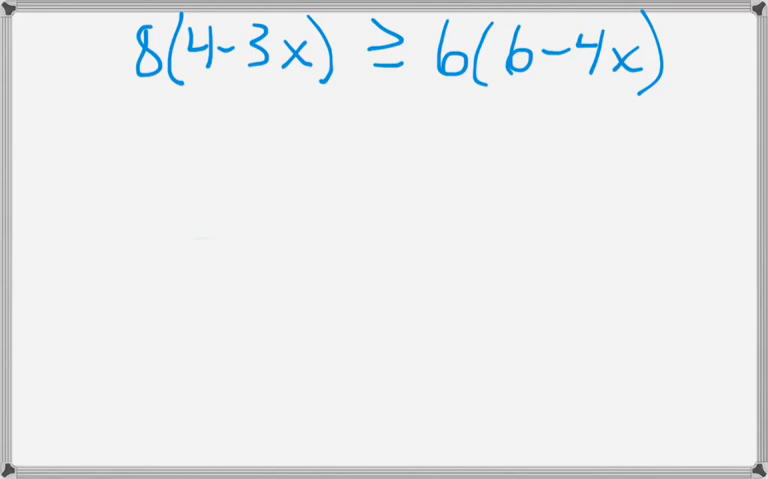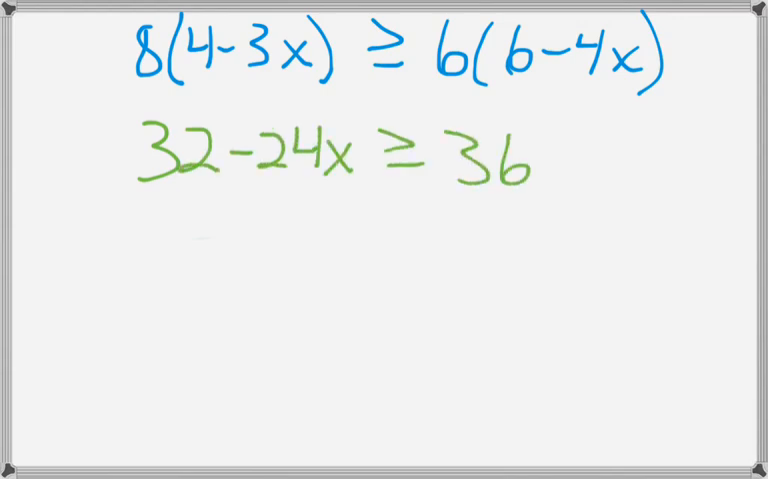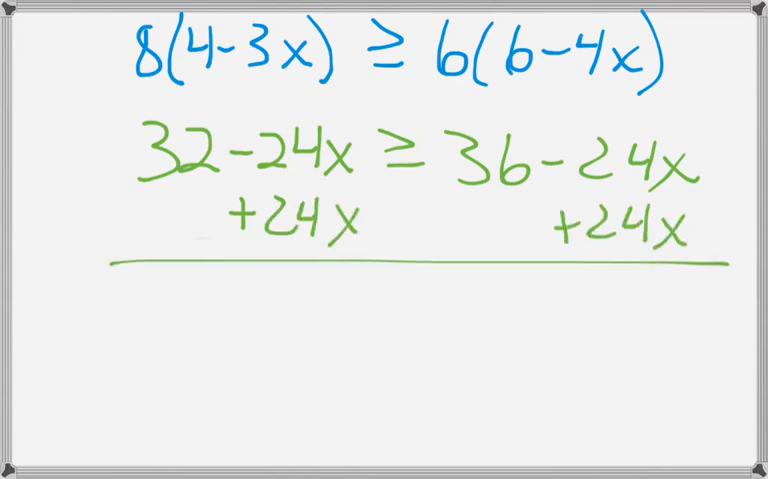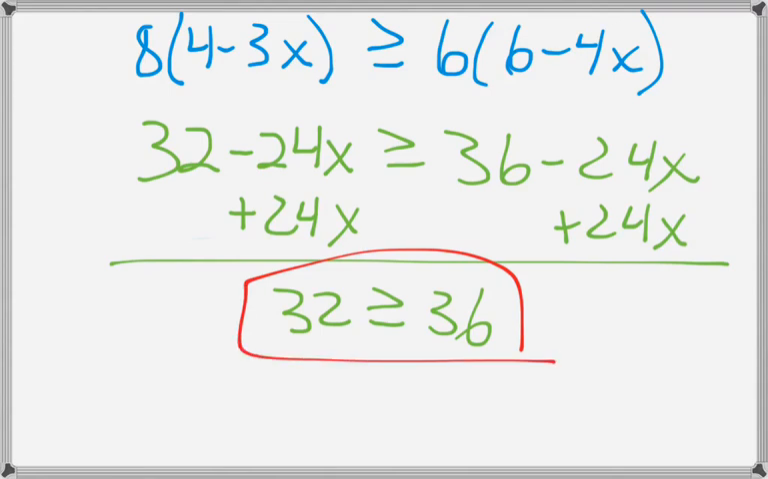Okay. Now here if we distribute, let's see what happens. Okay, so I've got x's on both sides. I'm going to add 24x to both sides. And again, that completely gets rid of the variable. But now, this is a false statement. Right, 32 is not greater than or equal to 36.